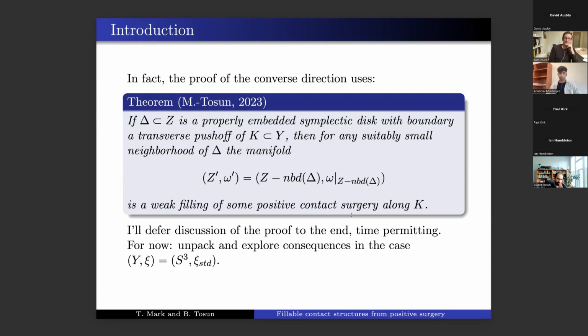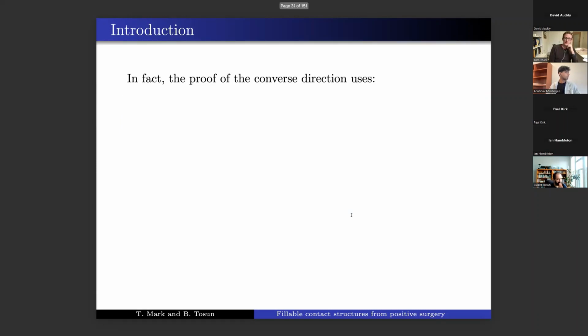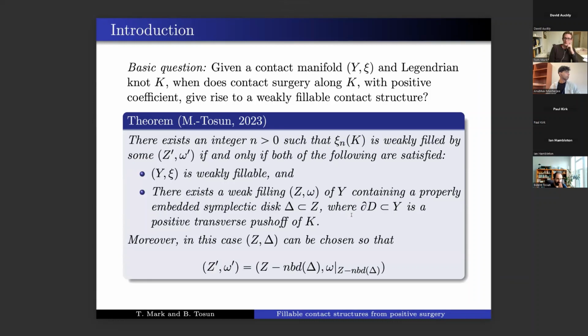surgeries or just there is one if you have this disc? Right, that's a good question. So the theorem says that there is some positive surgery that's fillable if and only if these conditions happen. Then the question becomes which surgery, and we'll talk about that quite a bit as we go along. So I'll say quite a bit more about that question as we go. Anubhav, was that your question, or do you have something else?